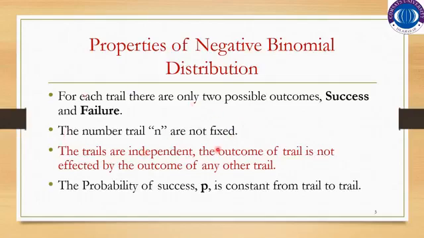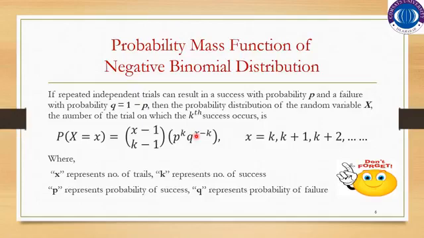The trials are independent. The outcome of a trial is not affected by the outcome of any other trial. The probability of success, which we usually denote as P, is constant from trial to trial. So these are the four main properties of the negative binomial distribution. And the difference between the binomial distribution and negative binomial distribution is that the number of trials n are not fixed.